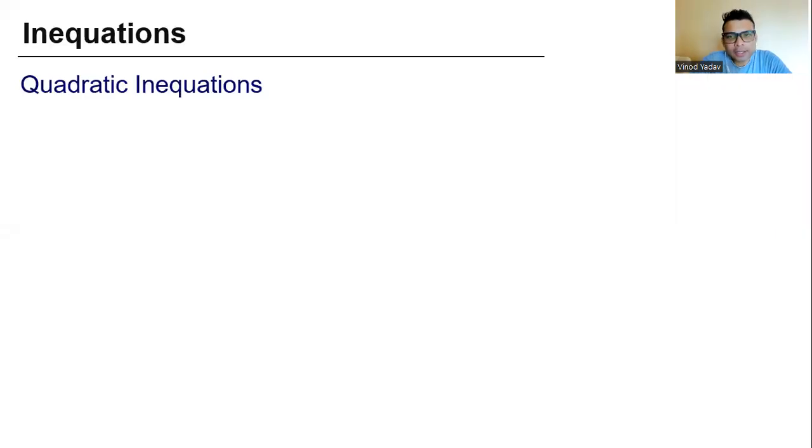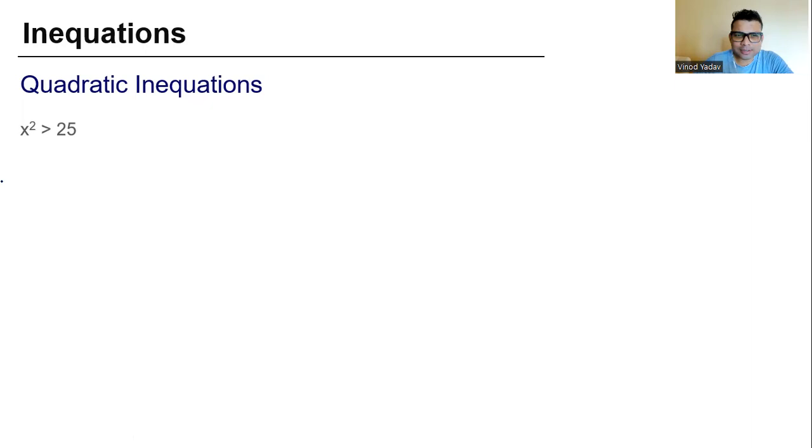Next one is quadratic inequations. Now, when the term quadratic is there, I hope you're very, very clear that the highest power of the variable used will now be 2, degree 2, right? Something like this: x square more than 25. How to go about this?